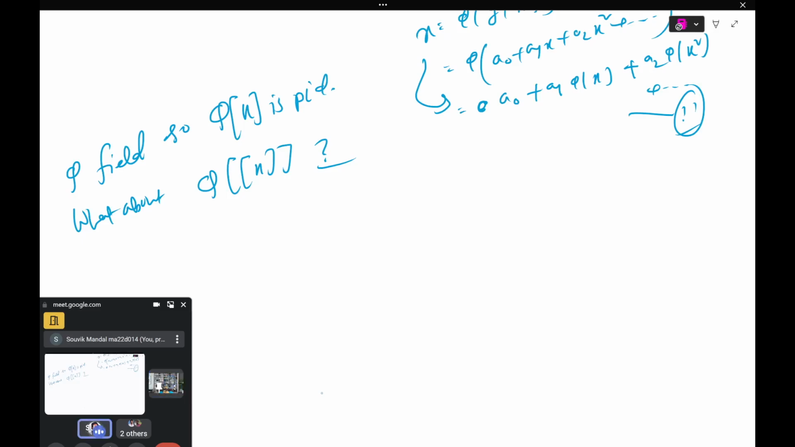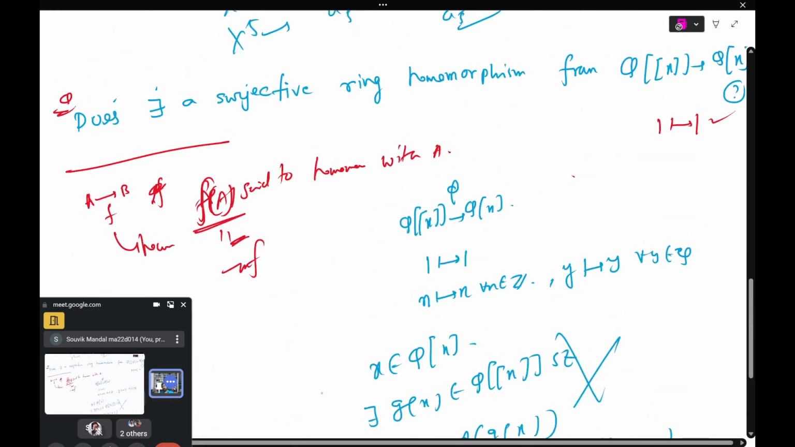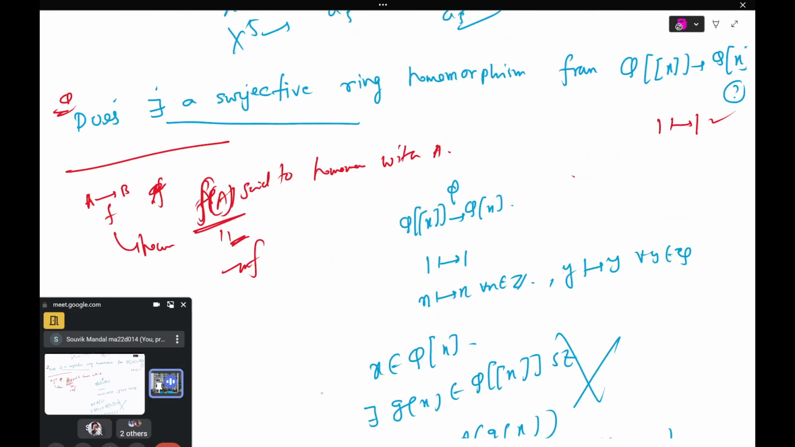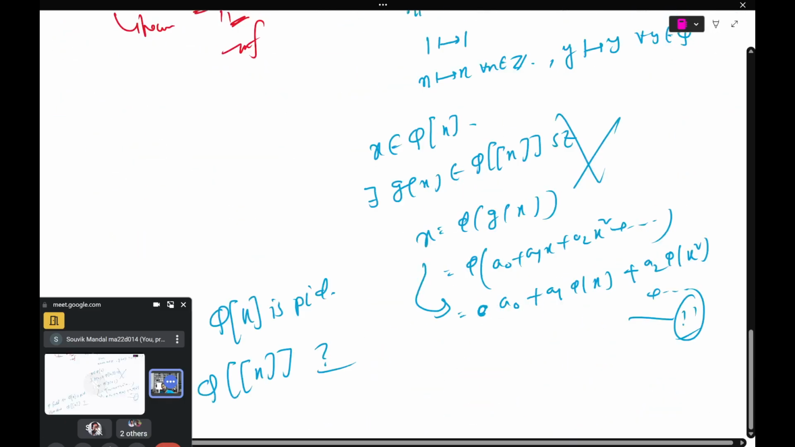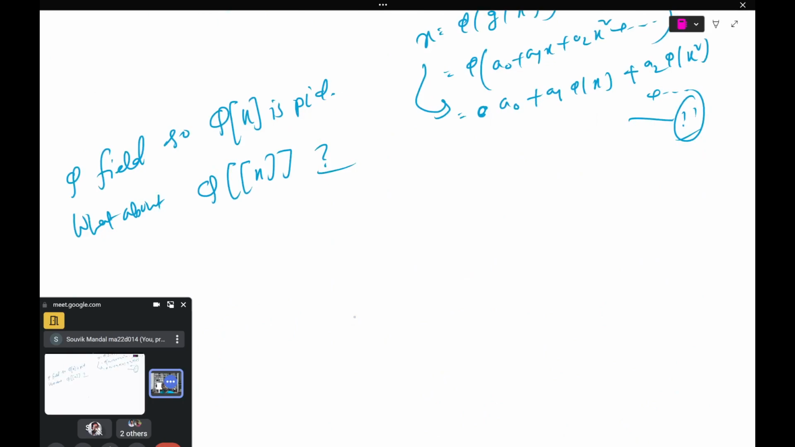What was the question? Okay, the question is: does there exist a surjective ring homomorphism from Q[[x]] to Q[x]? Any surjective ring homomorphism, possible or not? That is the question. So for this we need to check properties of both the rings, which one has and which one doesn't have. So now Q[x] is a PID. So what about Q[[x]]?